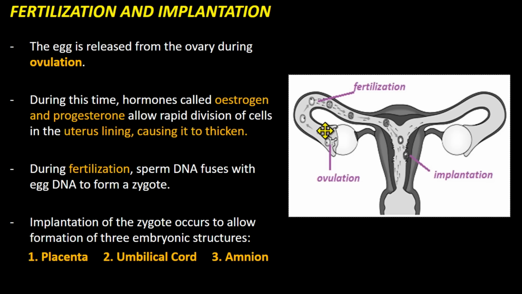So during fertilization, the sperm cell DNA is going to fuse with the egg cell DNA. That's going to form a zygote. That would eventually become a fetus. But in order for that to happen, the zygote has to implant on the endometrium or the uterus wall. Think of it as planting a seed in soil. So implantation of the zygote occurs to allow the formation of three embryonic structures as mentioned before: the placenta, the umbilical cord, and the amnion.